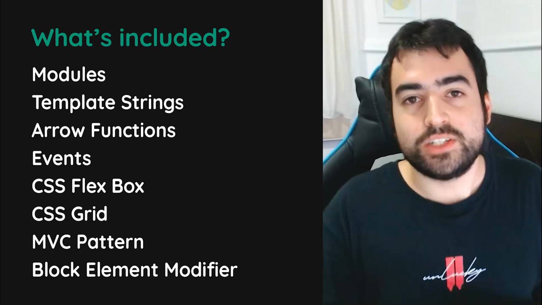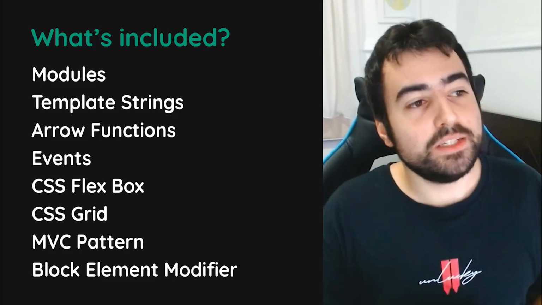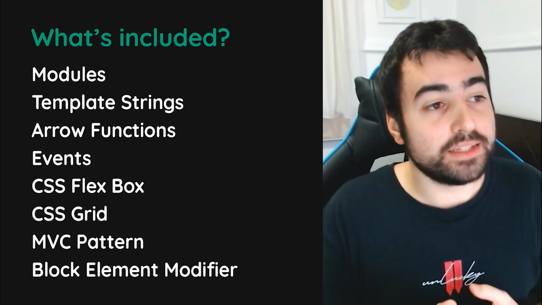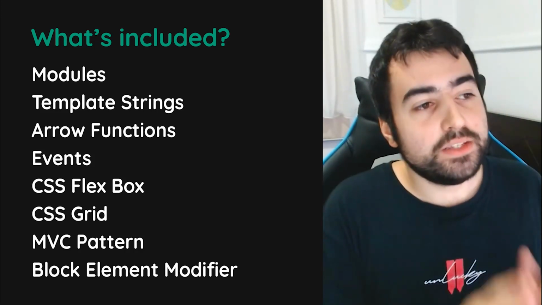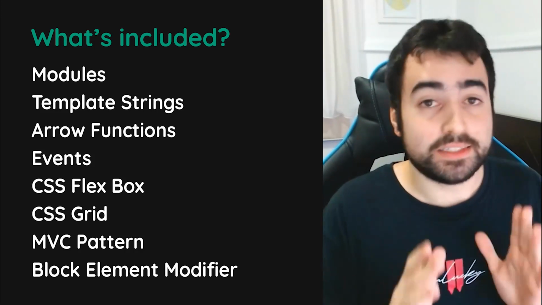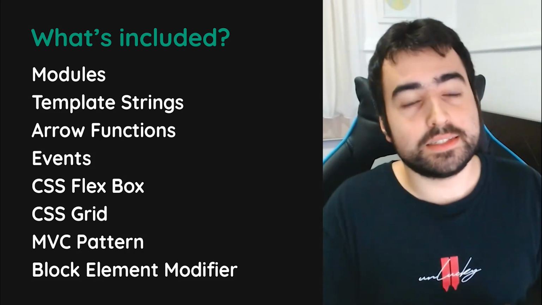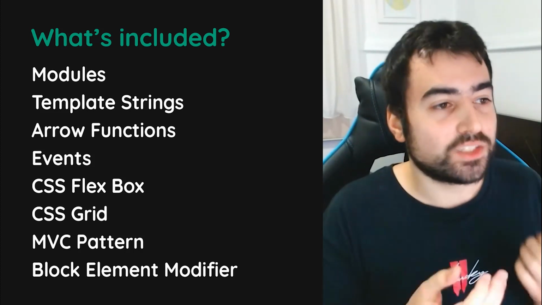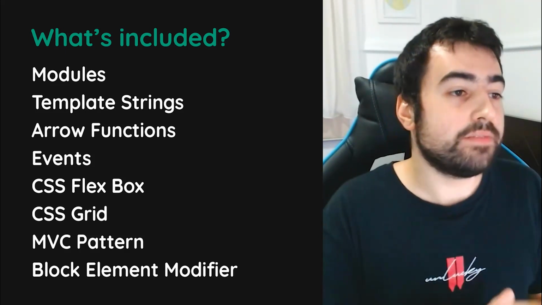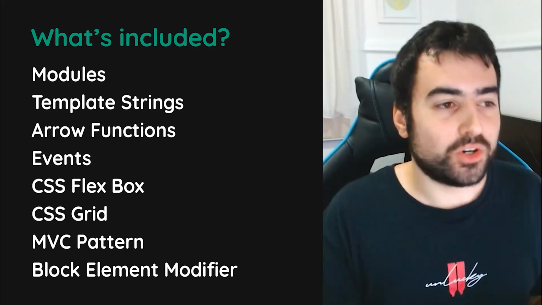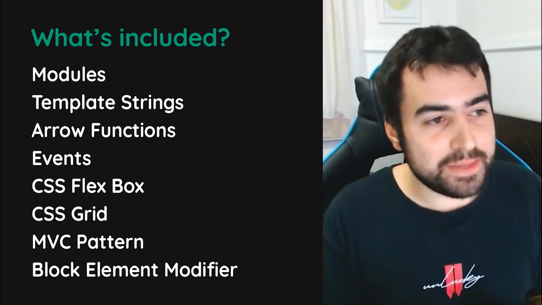So on the JavaScript side, we're going to be taking advantage of ES6 quite a bit. We're going to be using ES6 modules, template strings and arrow functions, just to name a few. We're going to be using JavaScript events, so passing through event handlers and things like that. When it comes to CSS, we're going to be using Flexbox as well as the Grid system, and as a general thing, we're going to be using the MVC or Model View Controller pattern, as well as the block element modifier CSS class naming convention.